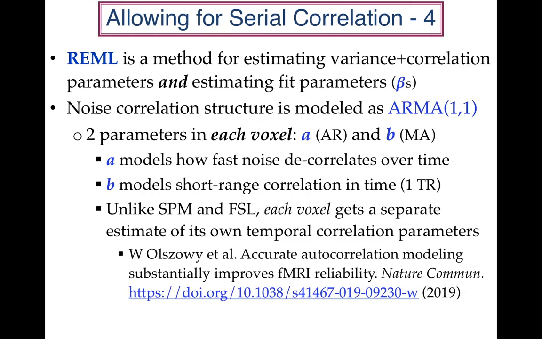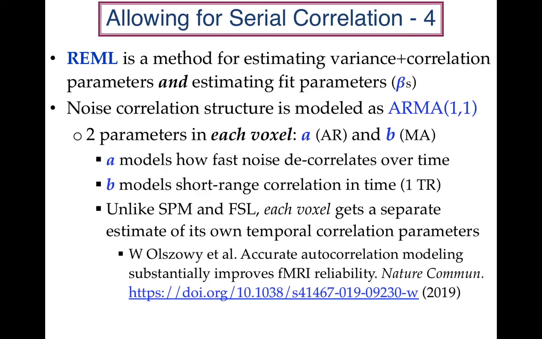So REML is a method for estimating these variance and correlation parameters. The thing that makes it slightly computationally difficult is that estimating the correlation parameters is not a linear problem, unlike estimating the betas. But that's what the program needs to be adapted to.